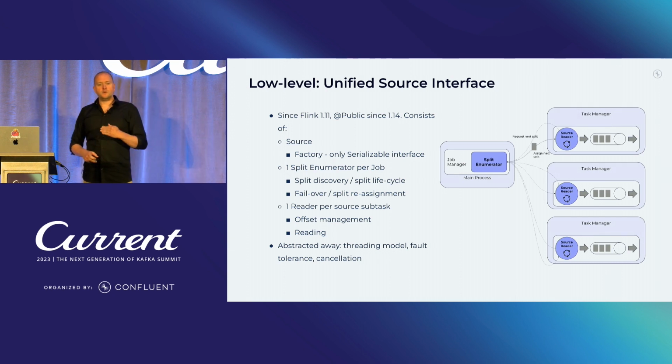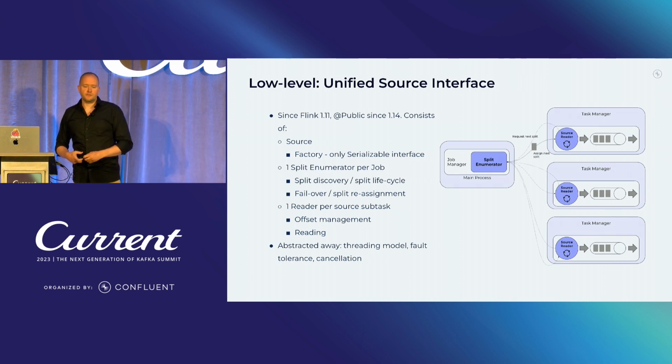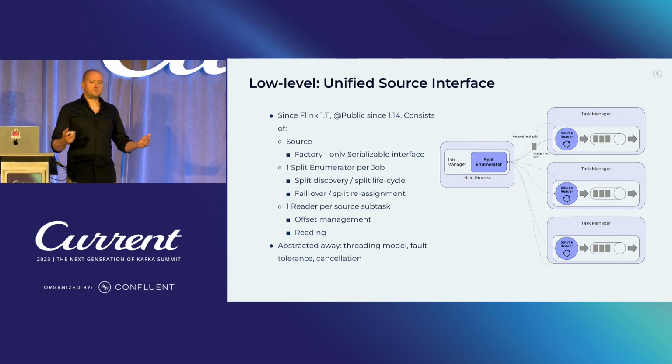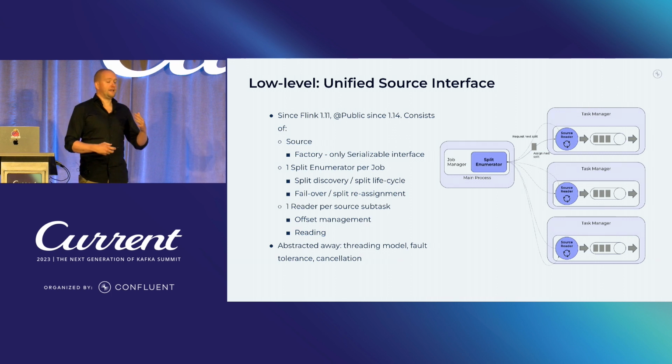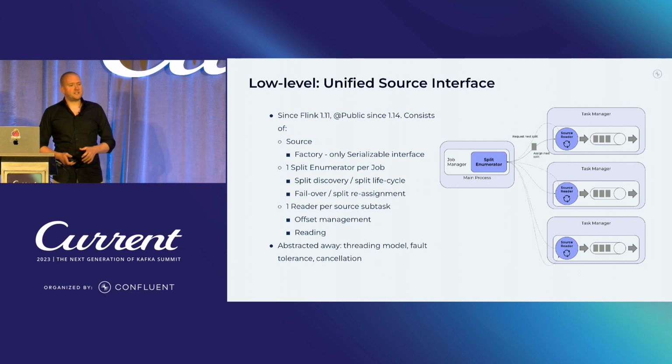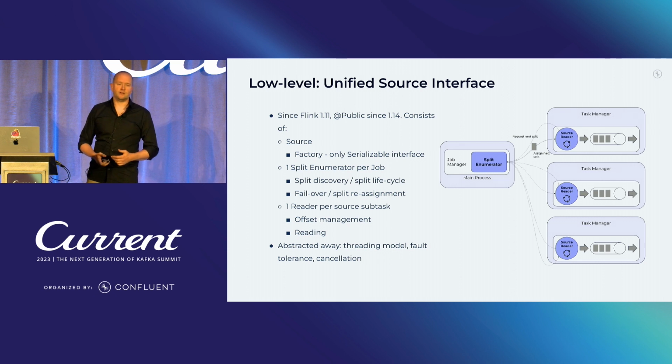So on the lowest level, there's a unified source interface. It has existed since Flink 1.11, and it's been annotated as public since 1.14, meaning that the API is stable since 1.14, which is roughly 2 years ago. And the source component in Flink has 3 core components in there. There's a component of splits, a split enumerator, and a source reader.